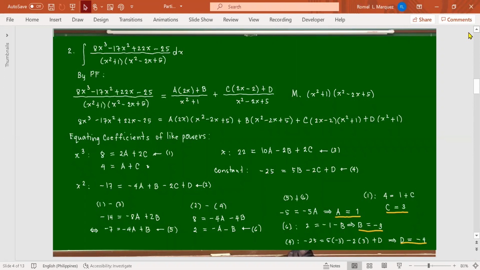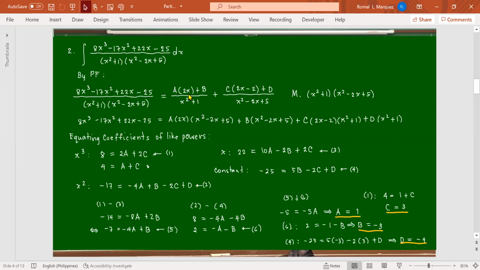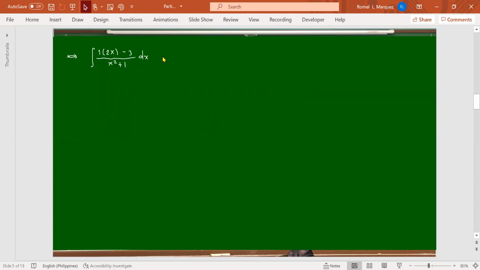So we get the integral of, so what is our A? 1, then B is negative 3. So 1 times what? Times 2x plus B, negative 3, all over x squared plus 1, then dx. Okay? 2x plus B.